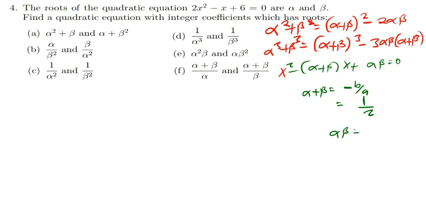Alpha times beta is c over a. C is 6, a is 2. So I'll have 3. Okay, let's not forget about that. So then let us now go ahead and first do the sum, and then later on we'll come and multiply them. So alpha squared plus beta squared, then we are doing plus alpha plus beta squared.